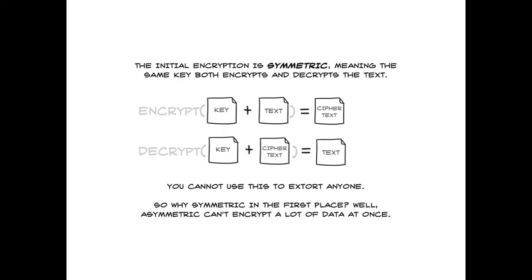The initial encryption that they're going to do is going to be a symmetric encryption, and what that means is that the same key that they use to encrypt the data will also decrypt the data. And the reason that they do that is that they want to make sure it's as fast as possible.